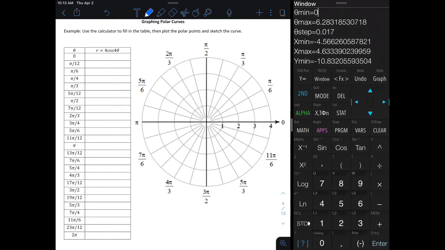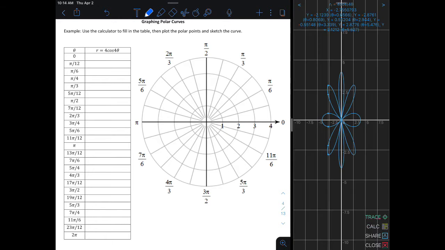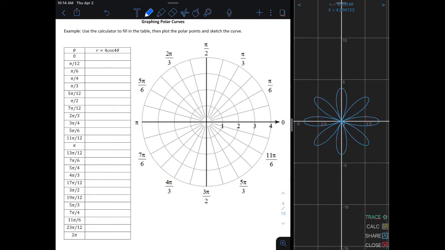And I want to set my window here. It's not necessarily a bad idea to start with your standard zoom window of 10 by 10. So x min, negative 10, x max, positive 10. Y min about negative 10, Y max 10. Then we'll press graph and look at it. It's not really zoomed square because of how small I got the screen, but it makes one of those rose curves, which is pretty neat.